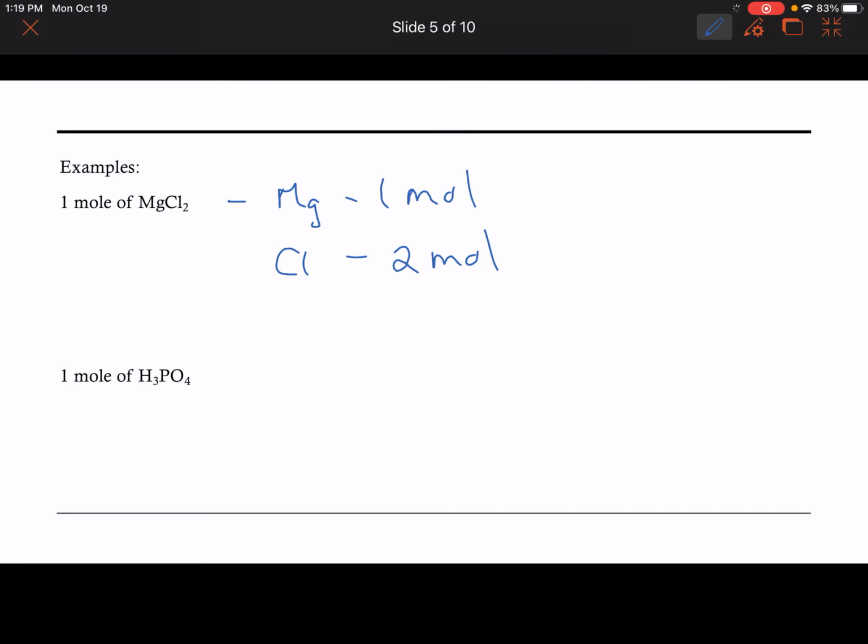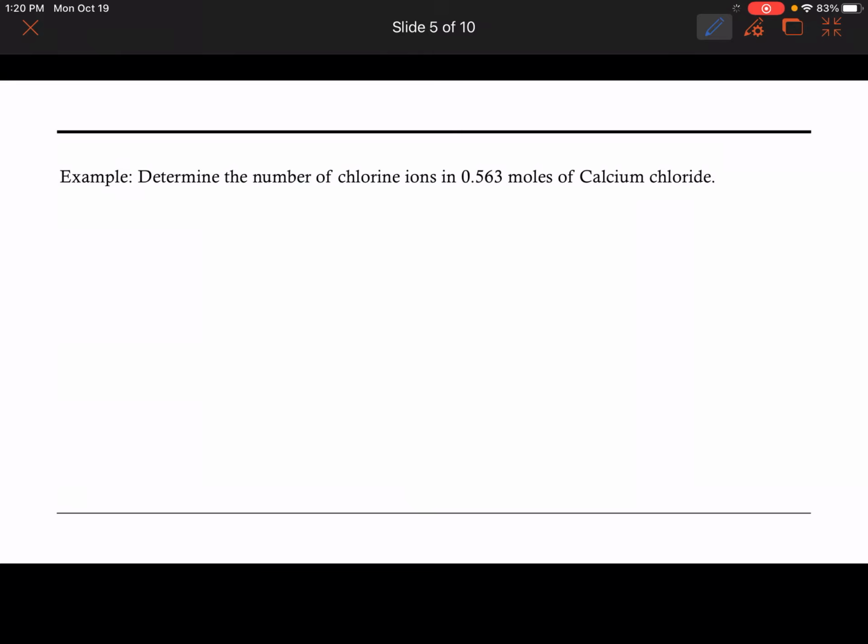Now, 1 mole of H3PO4 is going to contain hydrogen, phosphorus, and oxygen. So within that, we've got 3 moles of hydrogen. We've got 1 mole of phosphorus, and we've got 4 moles of oxygen within the compound H3PO4 here.